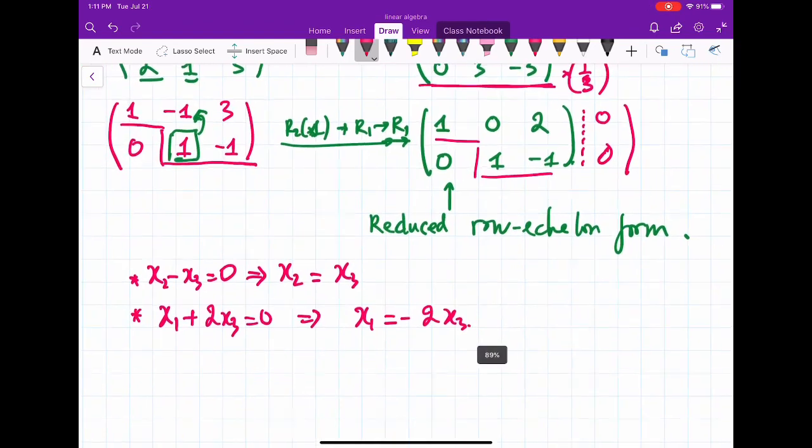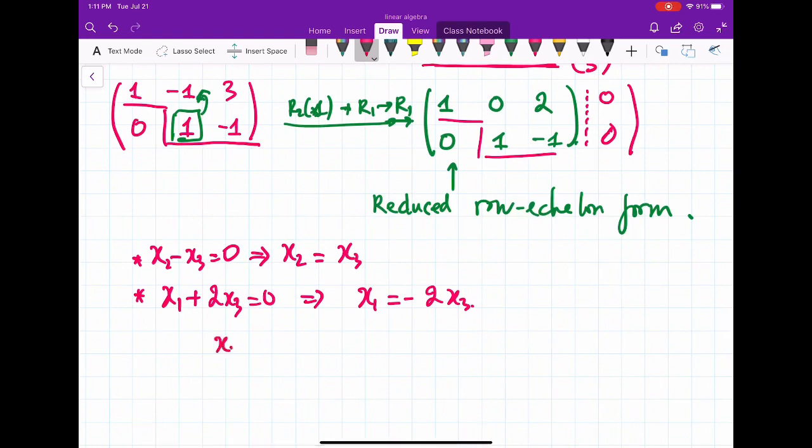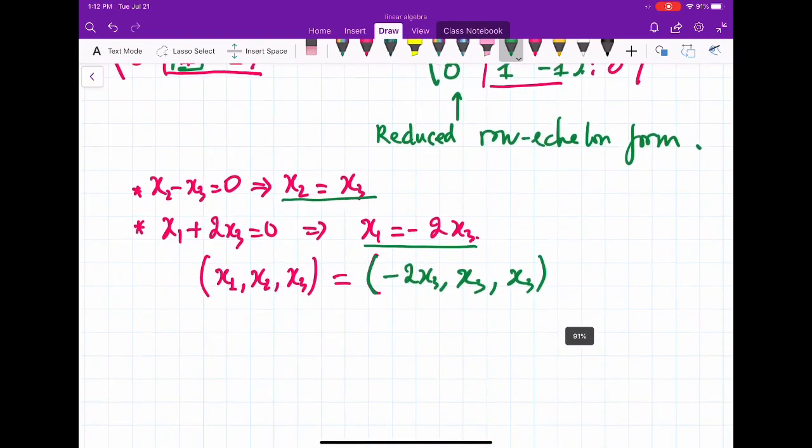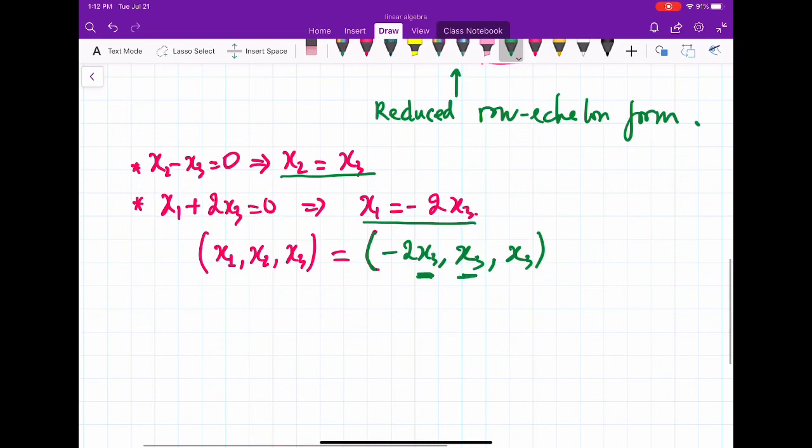Okay, and then we can rewrite the general solution x1, x2, x3 as follows: x1 is equal to negative 2x3, so I write negative 2x3, x2 equal to x3, so I write x3 in here, and x3. So in the general solution, you may see we still have x3 as a parameter. You see that? And if you take x3 out, you get x3 times the vector negative 2, 1, 1. So basically, what is this?